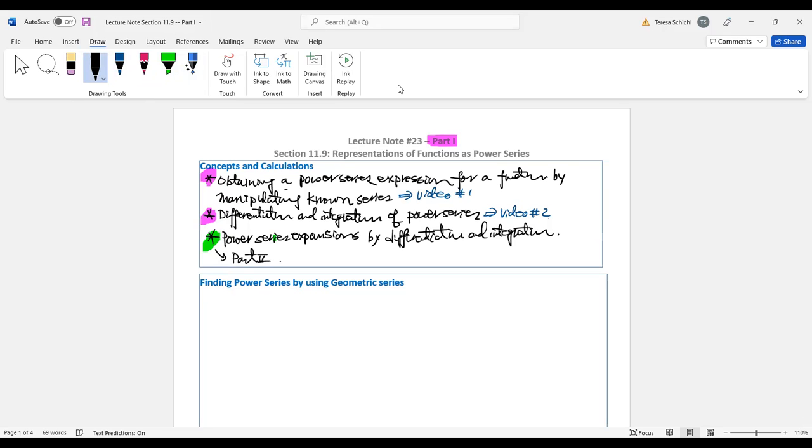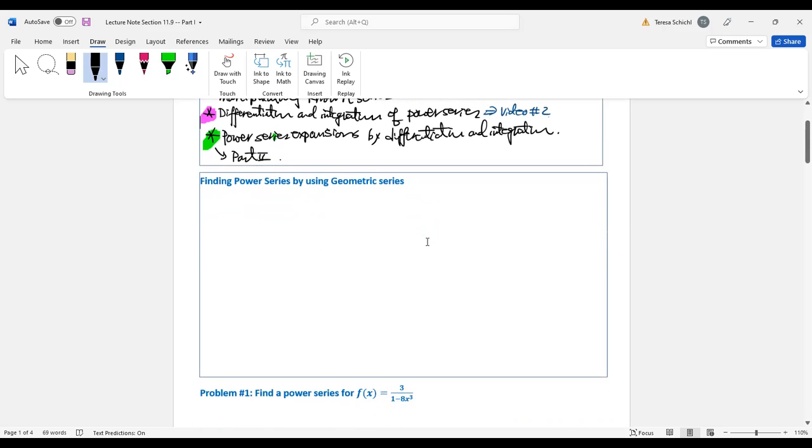Okay, so let's take a look at the first concept, video number 1: how do I obtain the power series expression by manipulating some existing series? One of the most popular existing series we know is the geometric series. So let's refresh our memory.